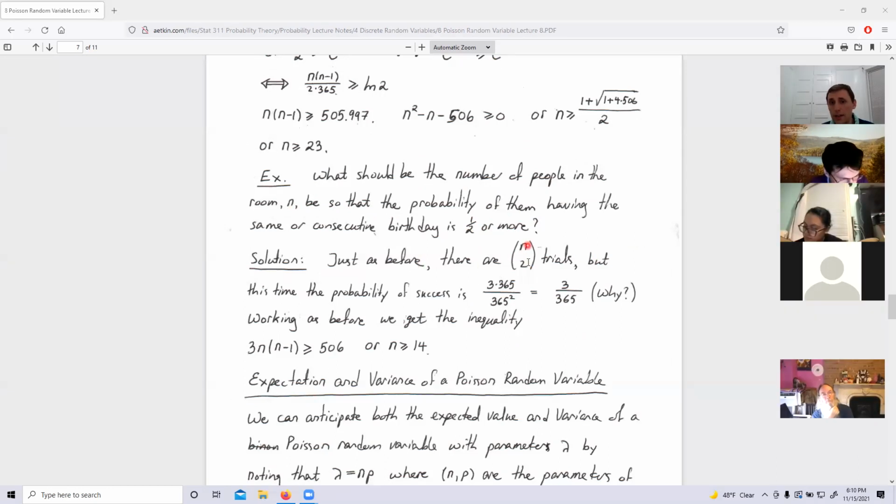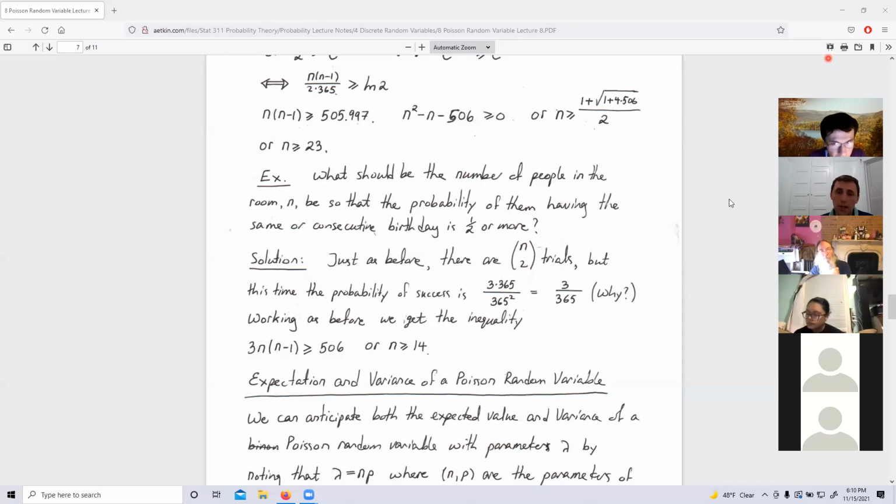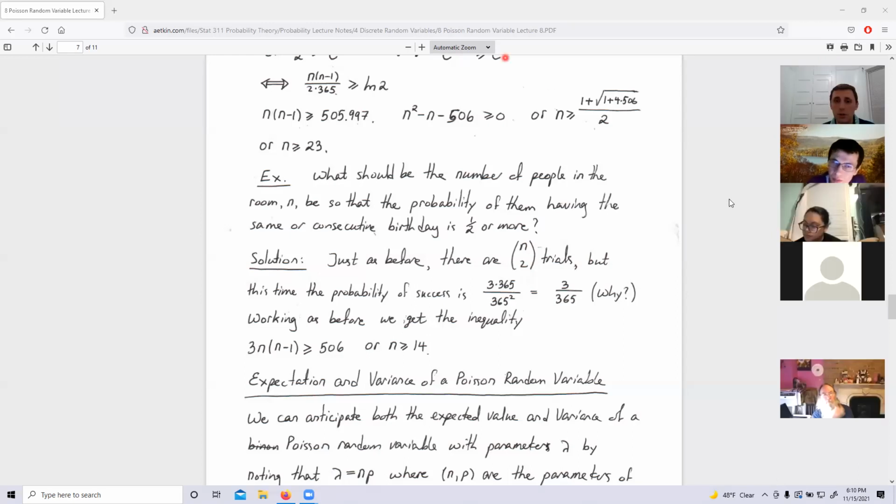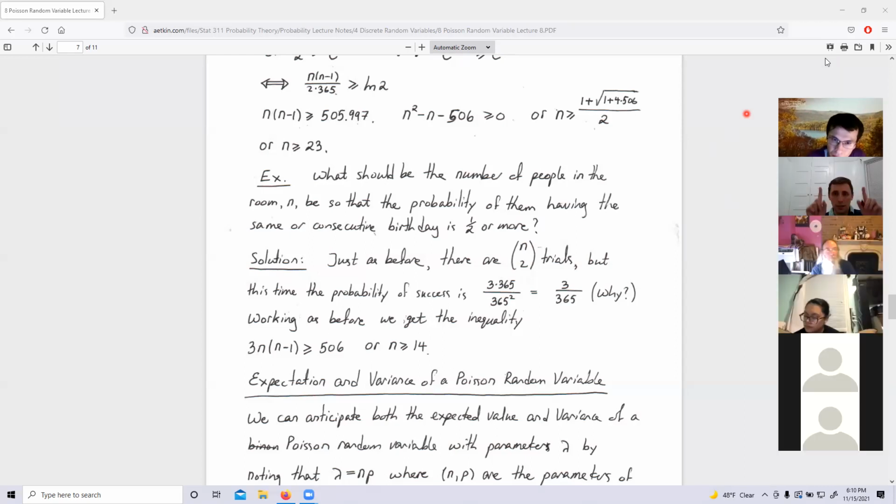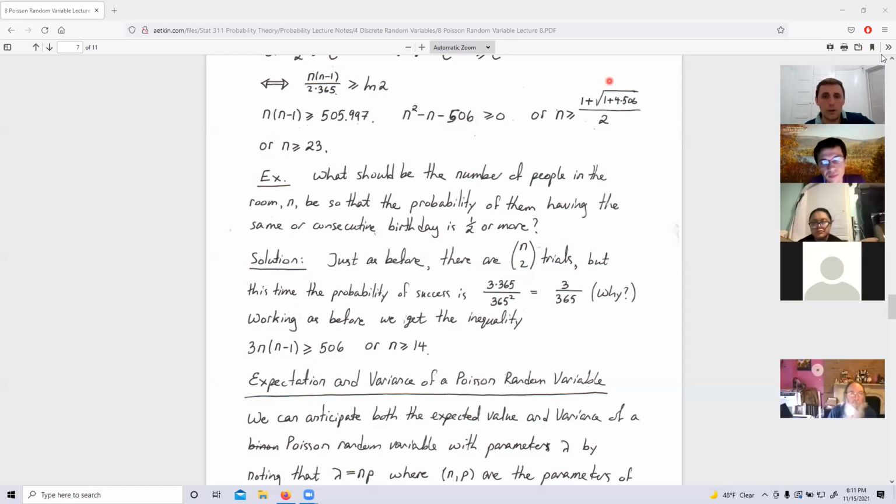Just as before, we have n choose 2 trials, but this time we have many more possibilities, right? Imagine that when I do n choose 2 trials, the people are arranged in alphabetic order. Say I compare myself with Camille: my first name begins with A and his begins with K, so I come to the left and he is placed on the right. That's how I report it. So we have n choose 2 trials.